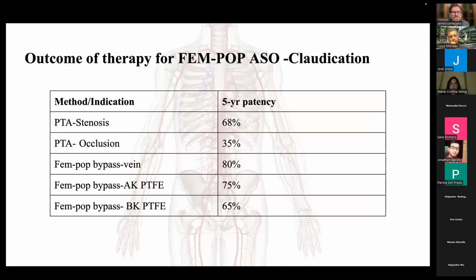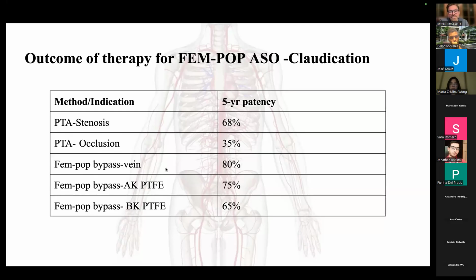What are the outcomes of therapy of fem-pops in these conditions? Patients with PTA for stenosis alone, 5-year patency rate's not bad, 68%. PTA for occlusions, not good. If you have a patient with complete occlusion, you put a balloon in there, you don't do a debulking and atherectomy, your 5-year patency rate for that vessel is like 35%, probably less than that.